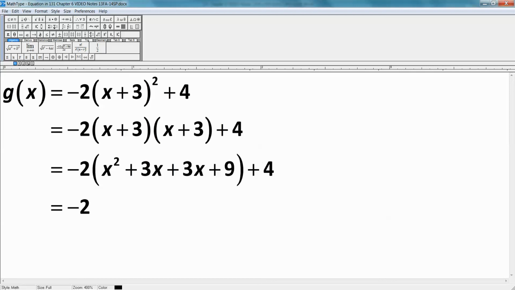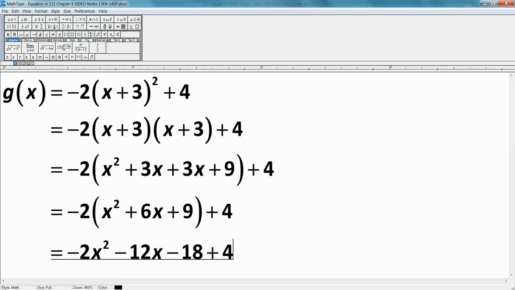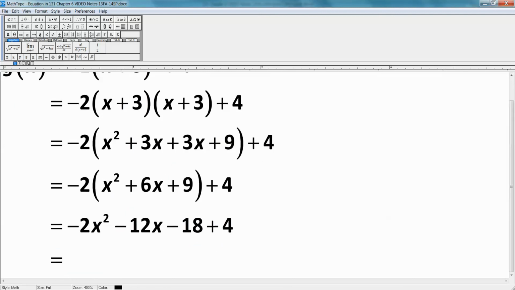All right, so that's negative 2 times x squared plus 6x plus 9, and I'll add 4 to the end. That's negative 2x squared minus 12x minus 18 plus 4. You're going to have to distribute that negative 2 to each one of these items in the parentheses. And then we just combine like terms at the end, and we're all finished. This is negative 2x squared minus 12x minus 14. And we are all finished.